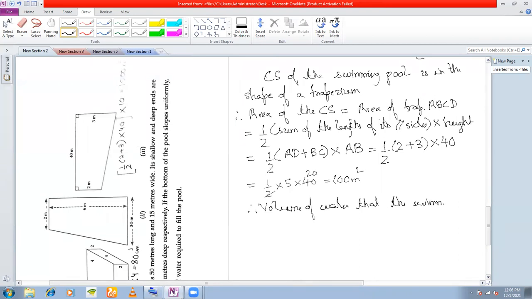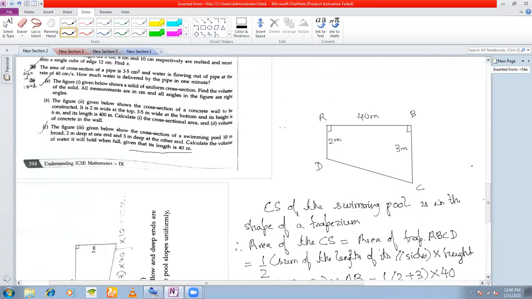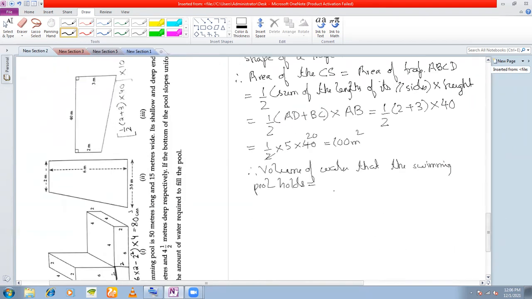Sir, how the depth is 40 meter? Wait, let me just see once again. Okay. 10 meter broad. Okay, this is broad 10 meters. That means the depth here of the swimming pool is 10 meters. Okay, see here, 10 meter broad, right? So that means the depth of the swimming pool is 10 meters. That means height of the cross section is how much? 10 meters. So therefore, what is the volume of the water in the swimming pool?